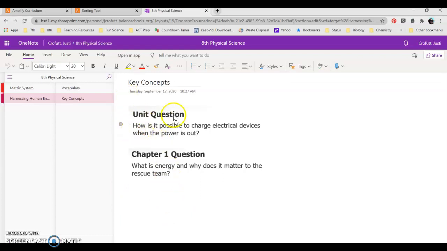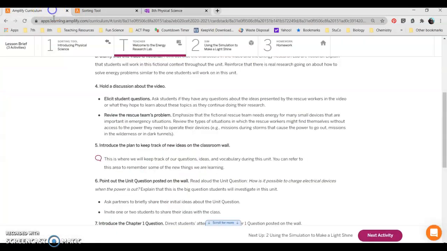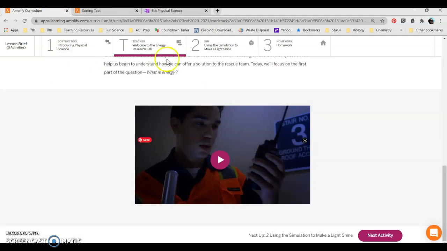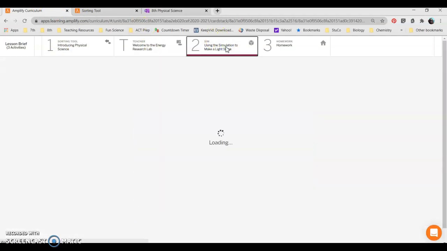Okay, so your unit question for this Harnessing Human Energy unit is, how is it possible to charge electrical devices when the power is out? And your Chapter 1 question is, what is energy and why does it matter to the rescue team? Obviously you did that sorting tool, and we learned a little bit about what you think is energy, but as far as the scientist goes, we're going to learn more about what energy is and how this might help a rescue team. Okay, all right, going on to the next section.